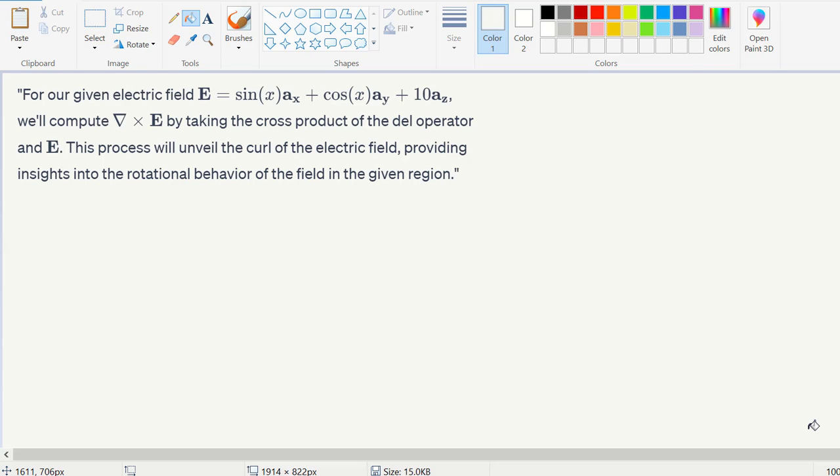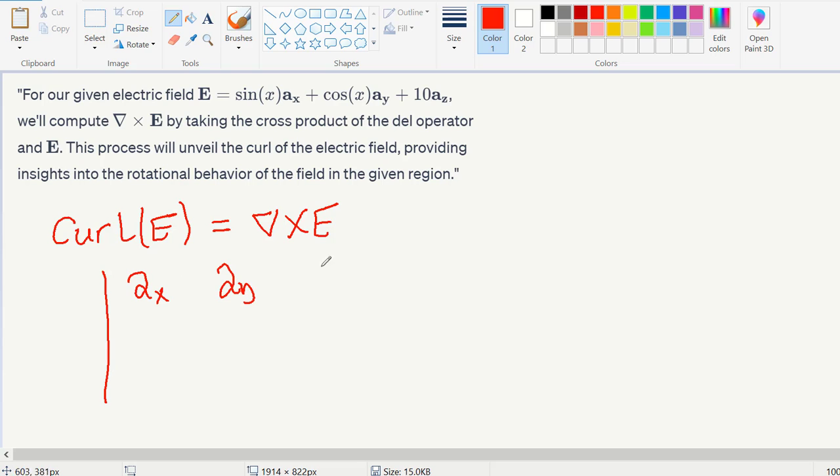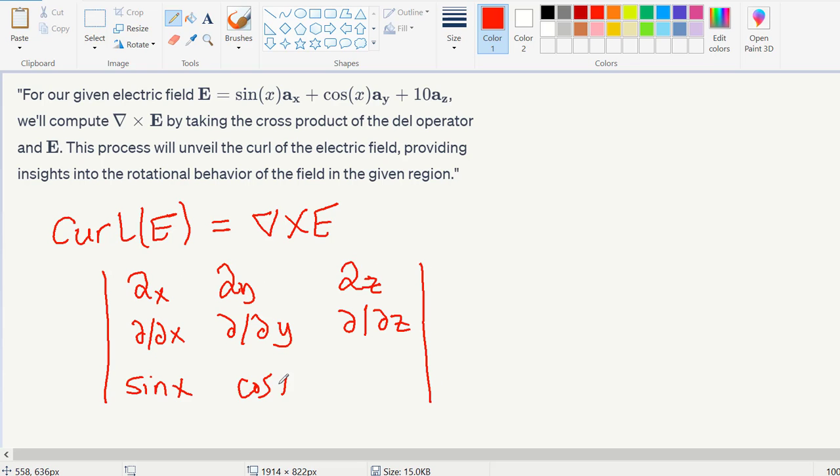For our given electric field, sine x in the x direction, cosine x in the y direction, and 10 in the z direction, let's calculate curl E. Simply, curl E is the cross product of the del operator and E. In the x direction, the derivative of 10 with respect to y is 0, and the derivative of cosine x with respect to z is 0.